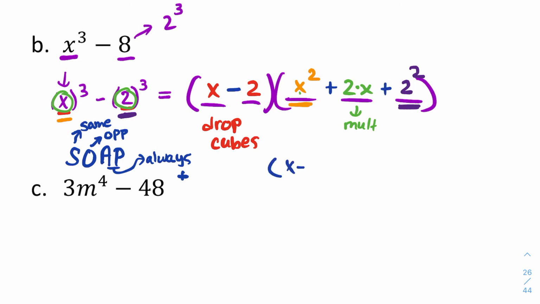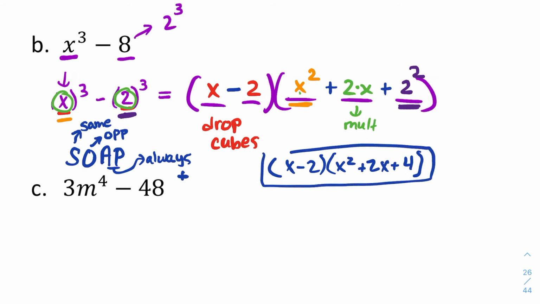And then if you can simplify, you should. So I'll square my 2 and turn that into 4, and then it'll be all factored and good to go. Note, this trinomial is never going to factor further, so you should be done.